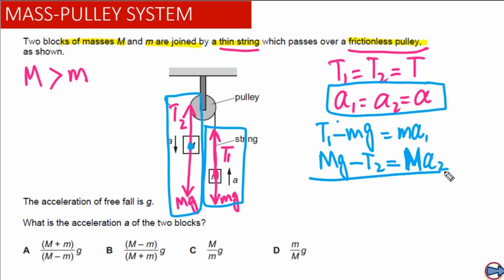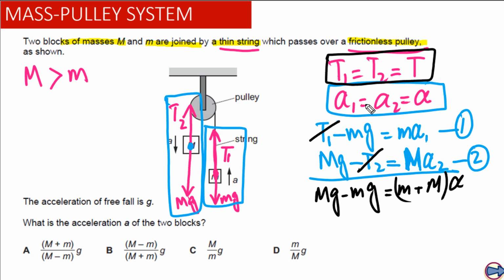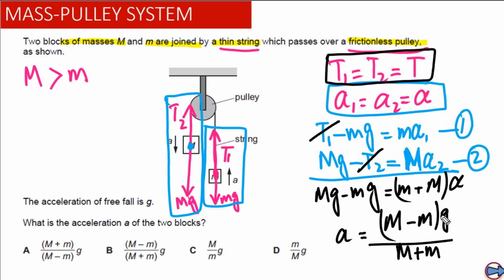Let's say this is equation 1 and this is equation 2. If we add them, we can cancel the tensions: T1 is plus, T2 is minus, but T1 is equal to T2. What we are left with is Mg minus mg, and this is equal to small m plus capital M times A, since A1 is equal to A2 and we can take A common. We need to find A, so A is equal to capital M minus small m, multiplied by g, divided by capital M plus small m. This is how we can find the answer, and in this case the answer will be B.